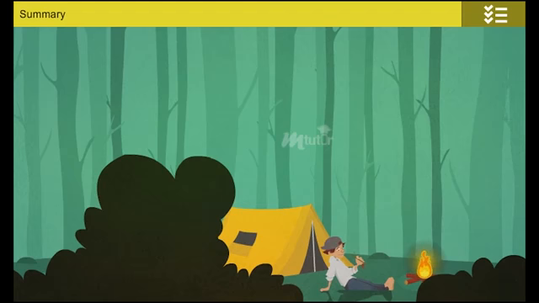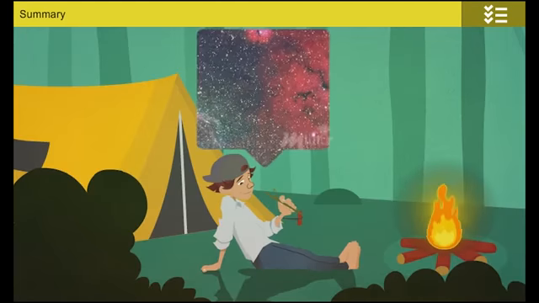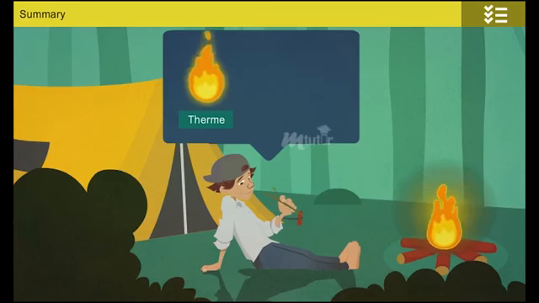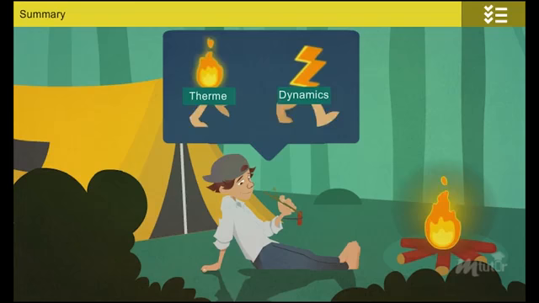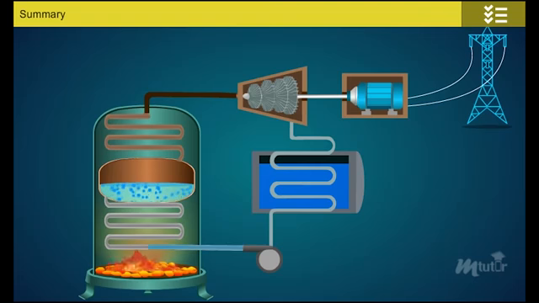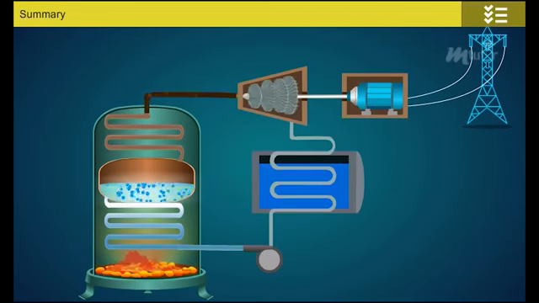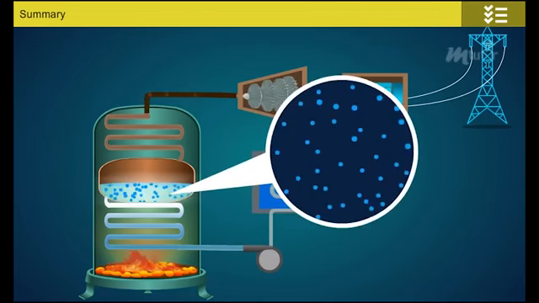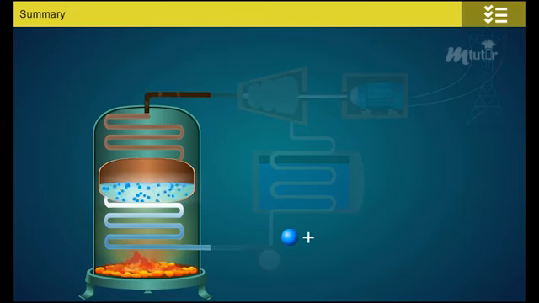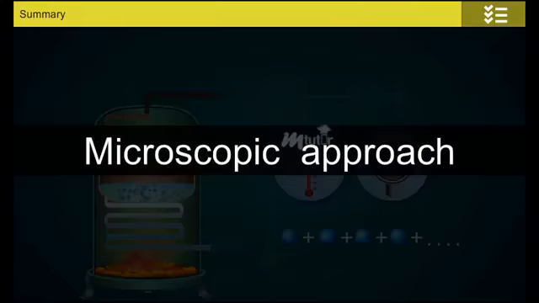Summary. In this lesson, you have learnt about thermodynamics. It is a branch of science which deals with relations among heat energy and the work done by the heat energy. Microscopic approach. If the study of behavior of matter is described by summing up various values of each molecule, it is called microscopic approach or statistical thermodynamics.